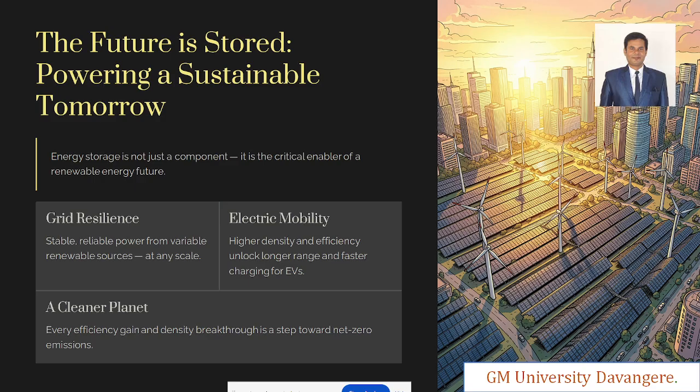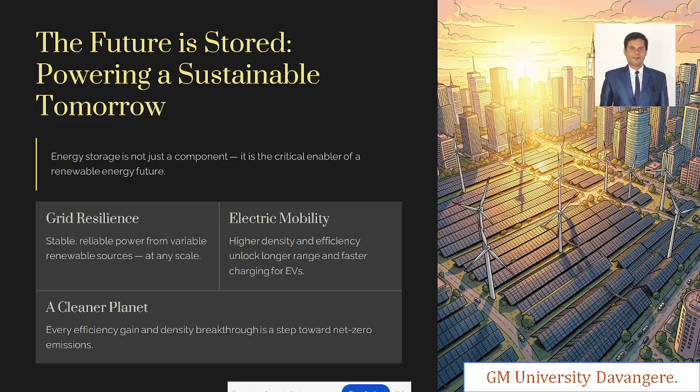And when we talk about electric mobility, right? When you have storage, we have lithium-ion batteries where you store your energy. We have to think about the energy density, the efficiency, and the power density also, right? When you look at electric mobility in the future, higher density and efficiency will matter a lot, especially in EVs, where we must have longer range and faster charging.